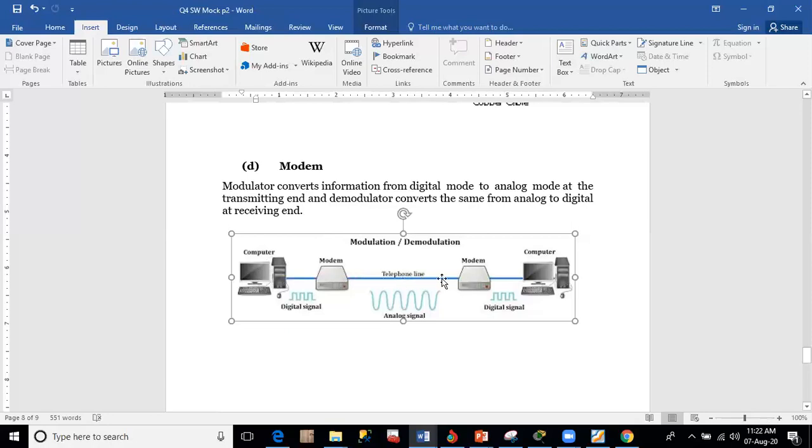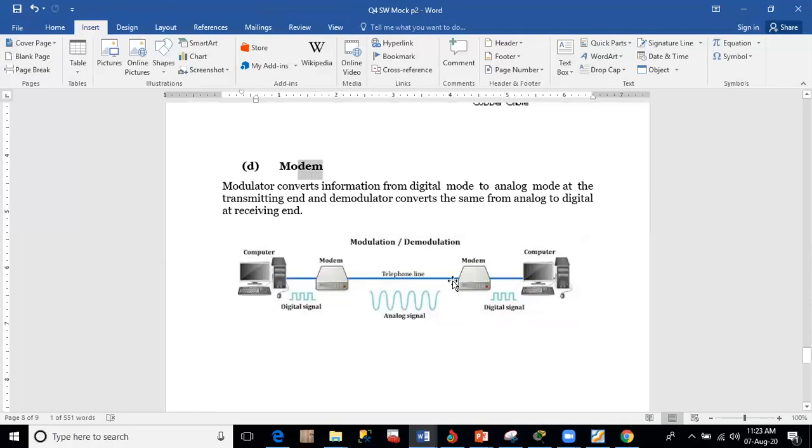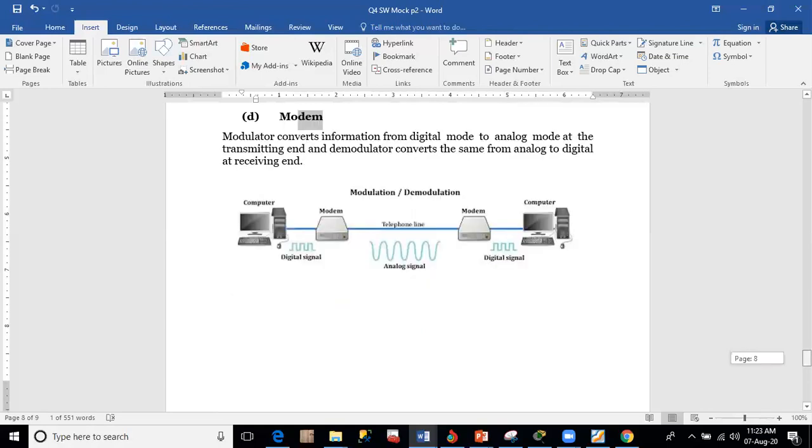When they reach the destination, another modem will be placed there for demodulation, which will now convert the analog signals into the digital signal that will be understood by the destination or the receiving computer. That's the meaning of modulation and demodulation.